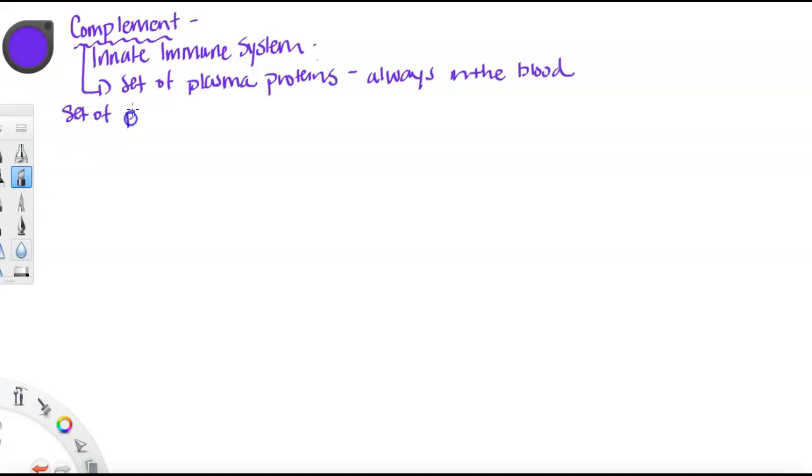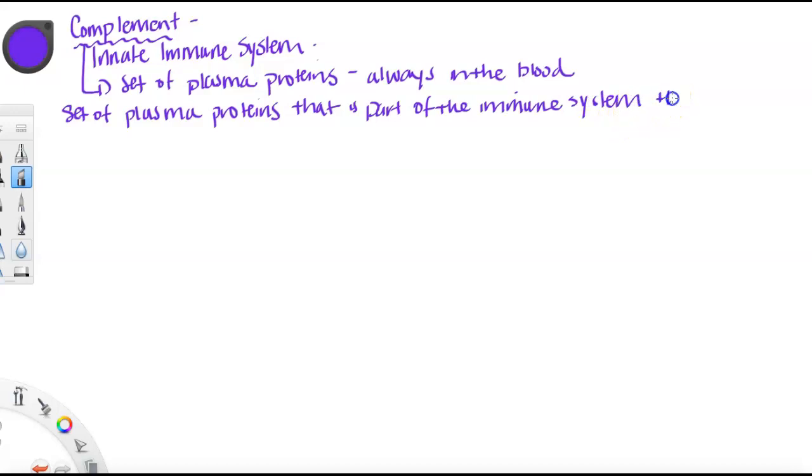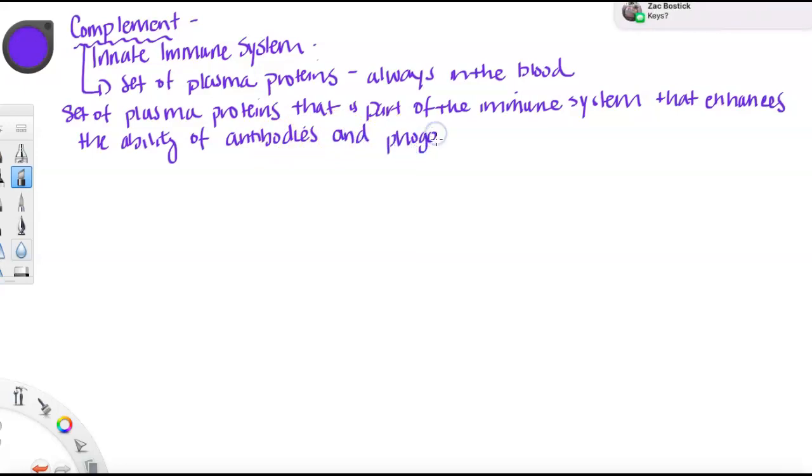So a set of plasma proteins that is part of the immune system, the innate immune system, that enhances or complements, enhances the ability of antibodies and phagocytic cells to clear microbes and damaged cells.